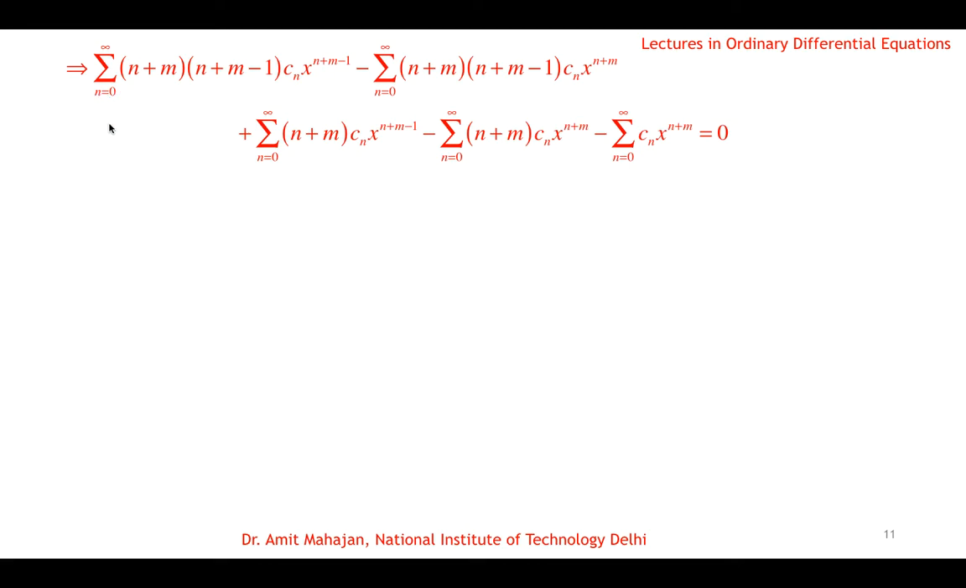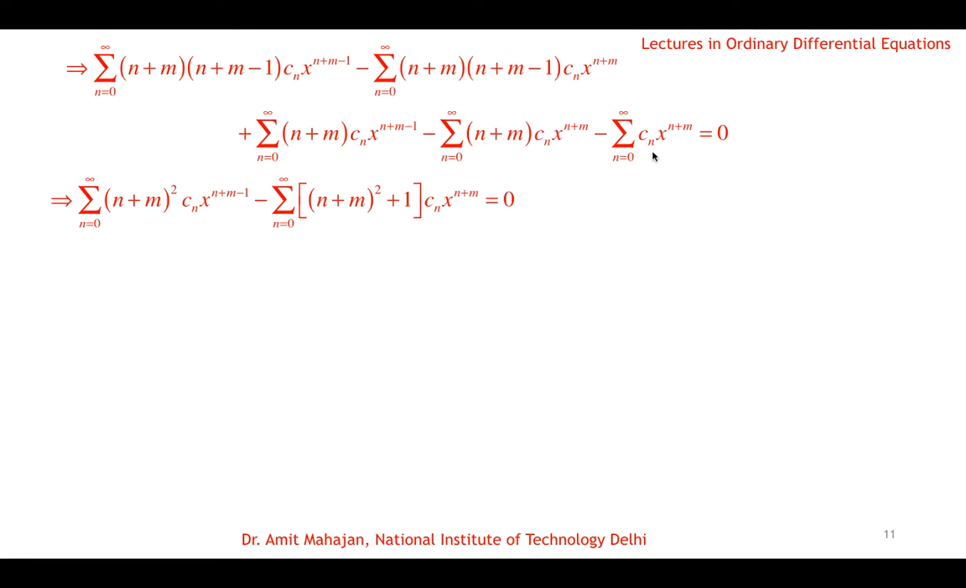You can do it from here also and make it n minus 1, that is okay. Before we do that, we can also combine these two terms because the starting position is the same and the power is the same. So these two can be combined into a single series, and similarly these three can be combined into a single series because the starting position is the origin and the power is x to the power n plus m in all these three.